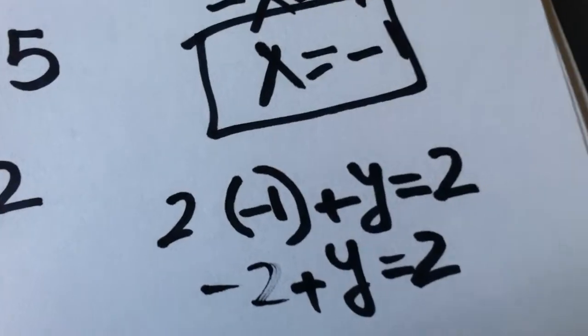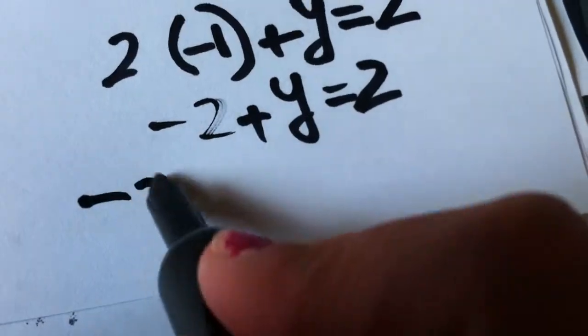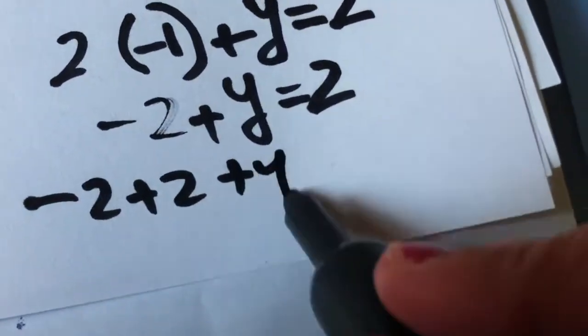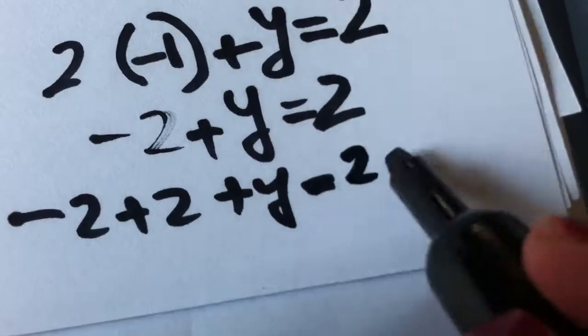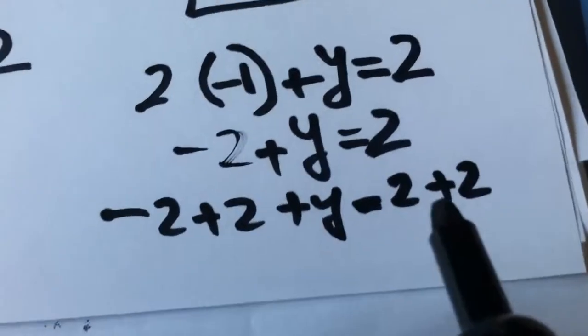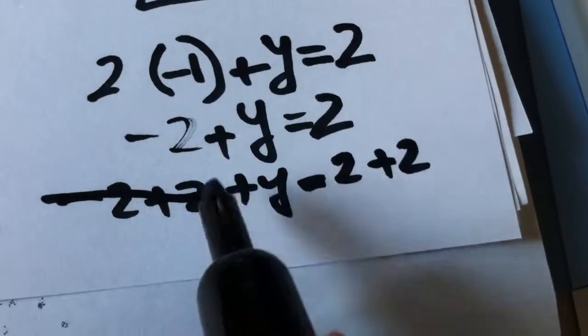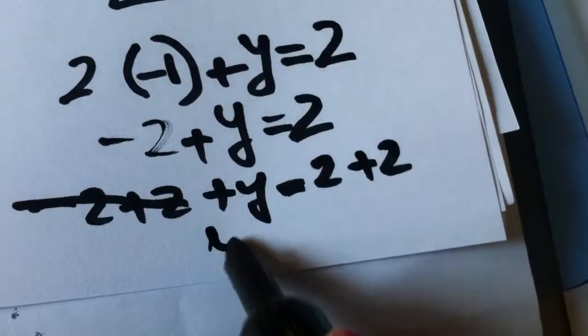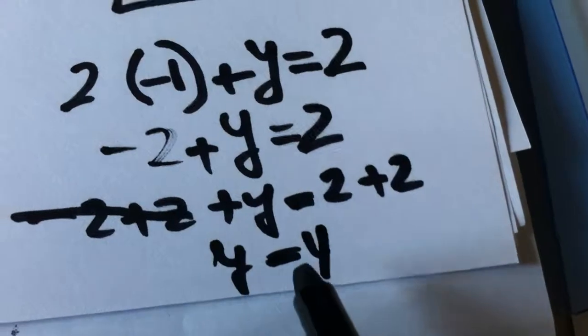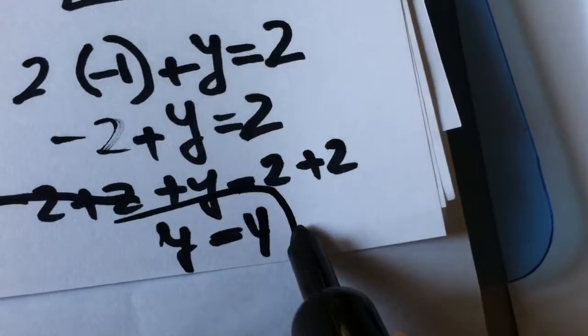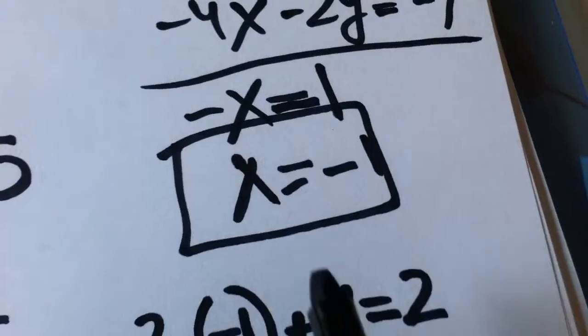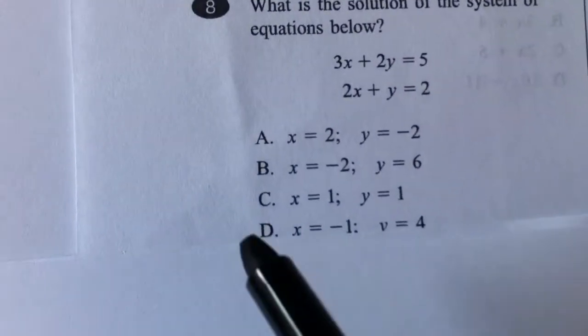So I'll have minus 2 plus 2 plus y is equal to 2 plus 2, right? So we have to do the same thing on both sides of the equation. Negative 2 and 2 eliminate, becomes 0. I'll have y is equal to 4. So my solution is y equals 4 and x is negative 1. And it's consistent with what we got here in number D.